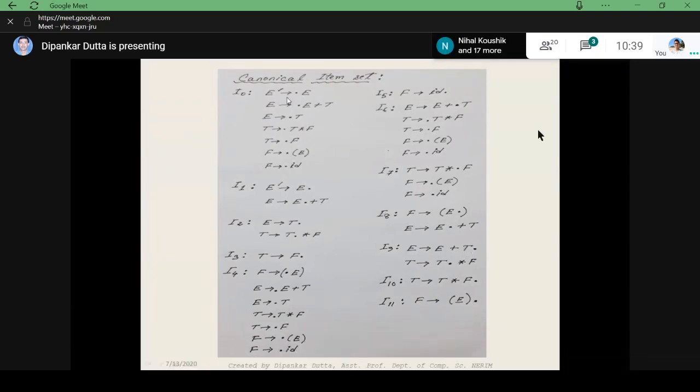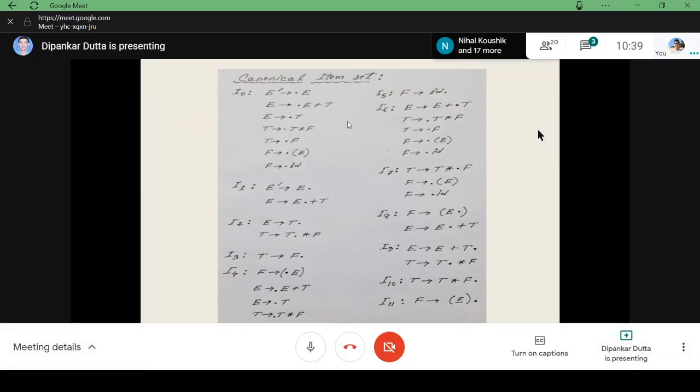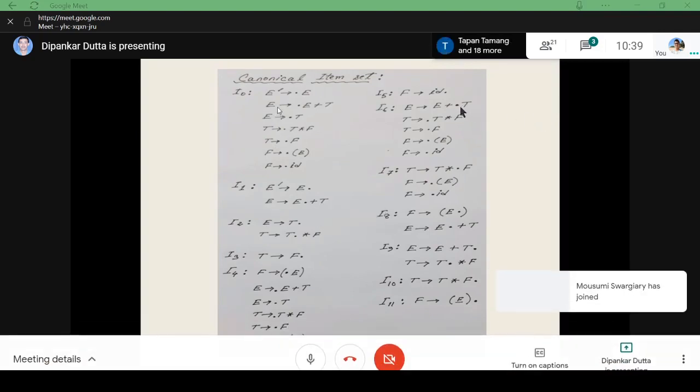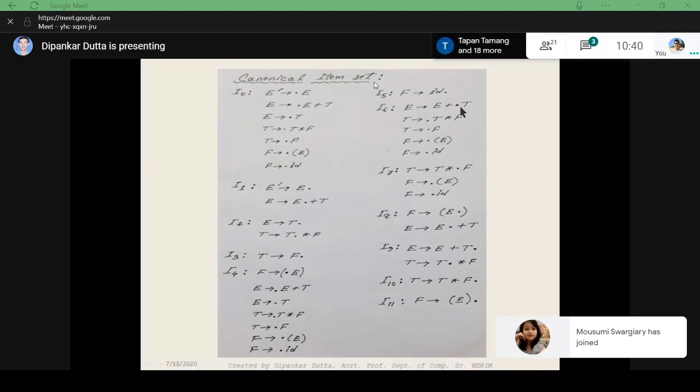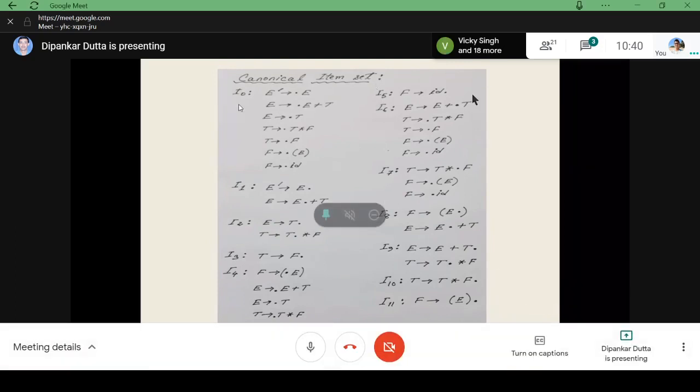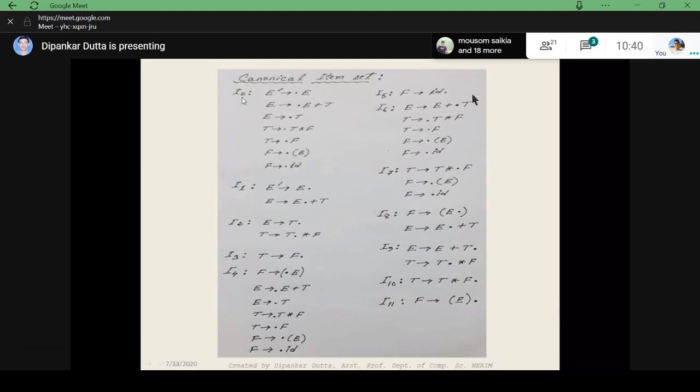So today we'll start the construction of the simple SLR parser table. Yesterday we studied the canonical item set. This is the output of the last class. Here we have 11 items, I0, I1, I2 up to I11.